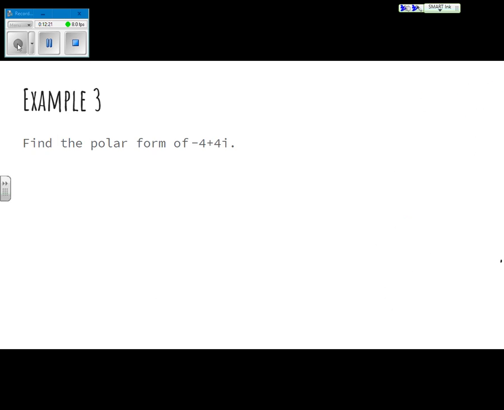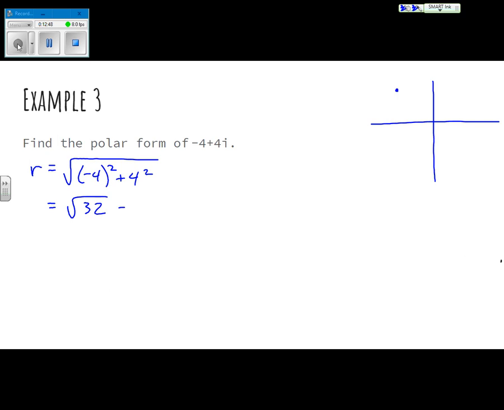Okay, I'm wanting the polar form of negative 4 plus 4i. Ooh, I didn't give you a graph on this one, but it would be up here, right? Okay. So, again, I want my r and I want my theta. My r is just simply going to be the square root of the real squared plus the imaginary squared. Well, that's 16 plus 16 is 32. We are not using decimals. We are using simplified square roots. 32 is 16 times 2, which gives me 4 square roots of 2. That is my r.